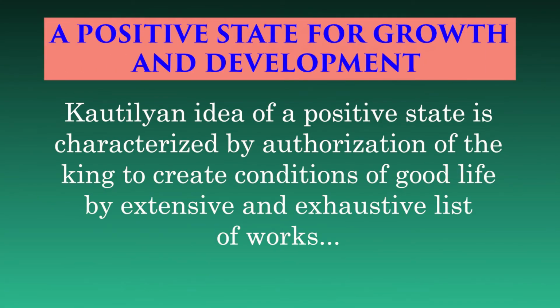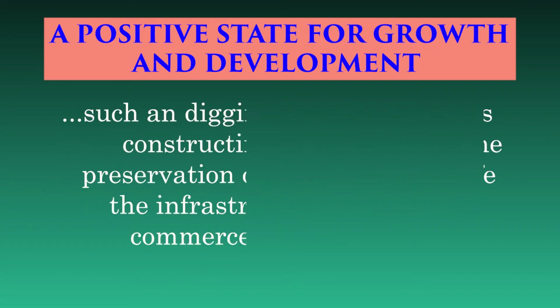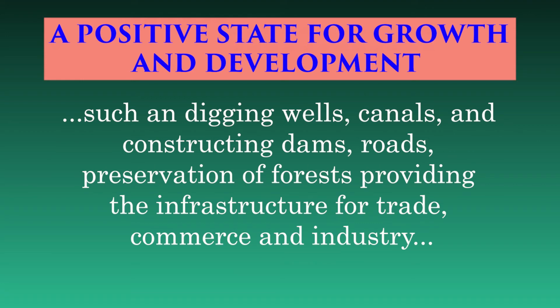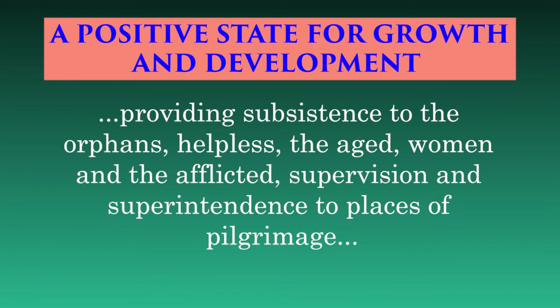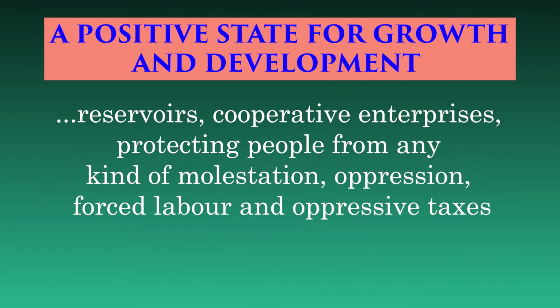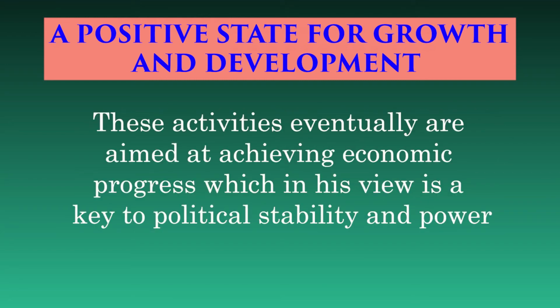The Kautilyan idea of a positive state is characterized by the king creating conditions of a good life through an extensive and elaborate list of works: digging wells, canals, constructing dams, roads, preservation of forests, providing infrastructure of trade, commerce, industry, subsistence to the orphans, helpless, aged, women, afflicted, supervising and superintending the various places of pilgrimage, reservoirs, cooperative enterprises, at the same time watching that oppressive taxes are not imposed. These activities are aimed at achieving economic progress, which is an important area of political stability and power.